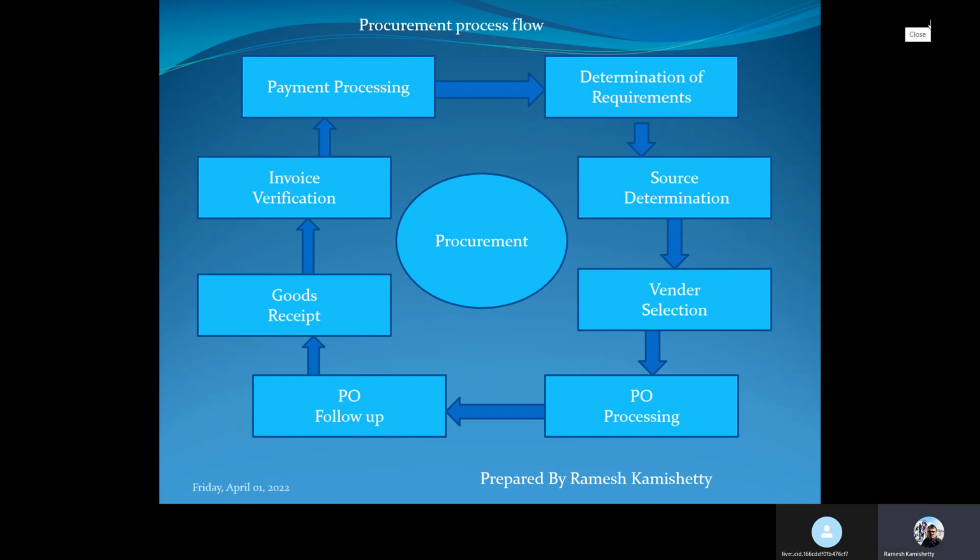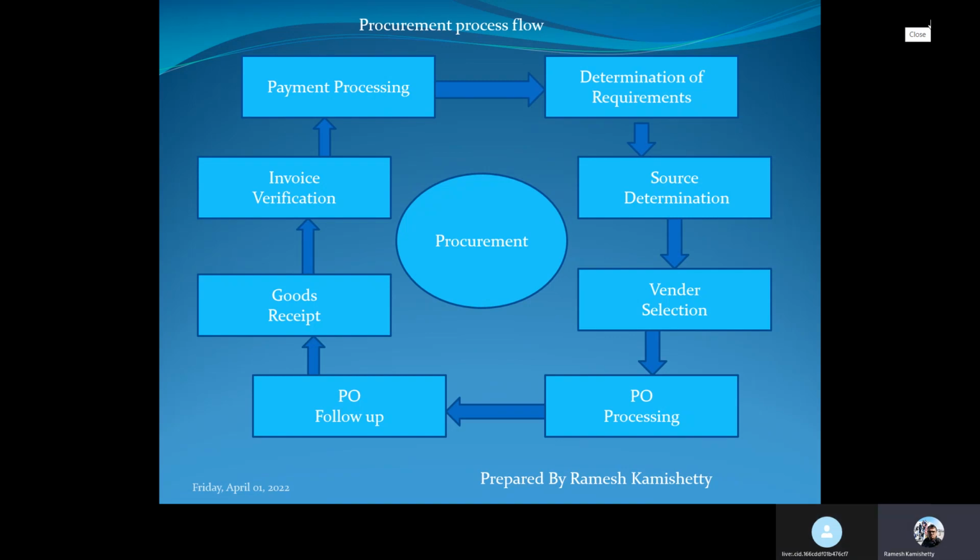Once the purchase requisition is created by the end user, it will be forwarded to the purchasing department. The purchasing department's activity is to purchase that material. So they will inquire in the market where that material is available and who the supplier is. That we call source determination. Source means suppliers.